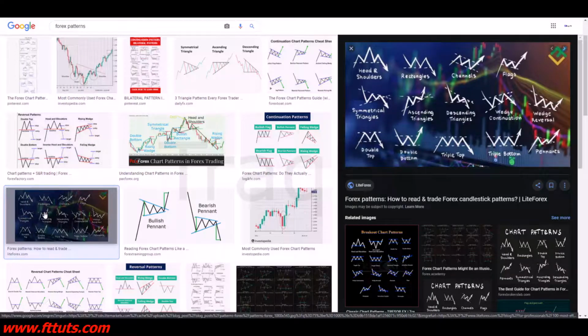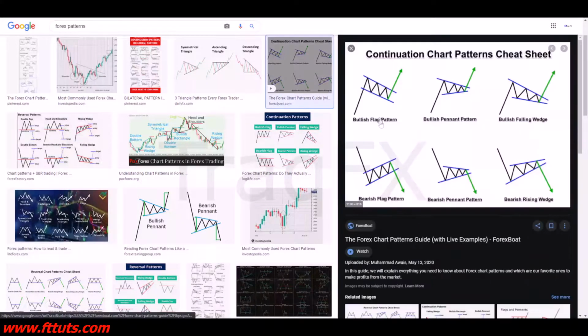Alright, so we can see that we have the head and shoulders, the rectangle, the channels, the flag, the symmetrical triangles, the ascending triangle, the double bottom, the double top. We have all these retail trader tools, and we have all these retail trader patterns.